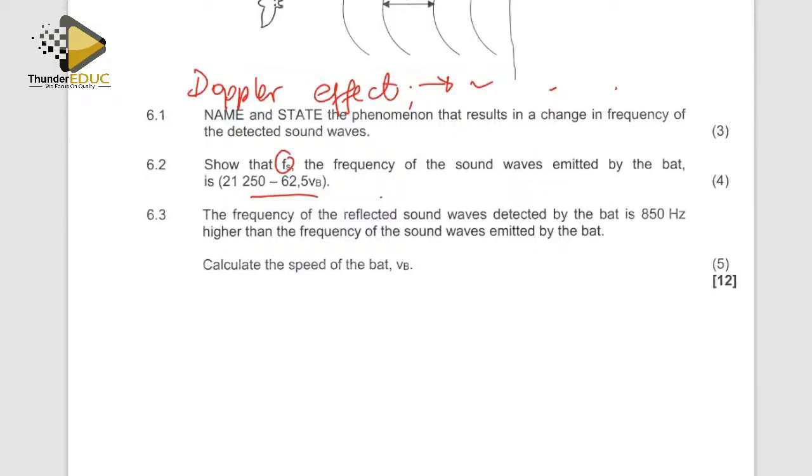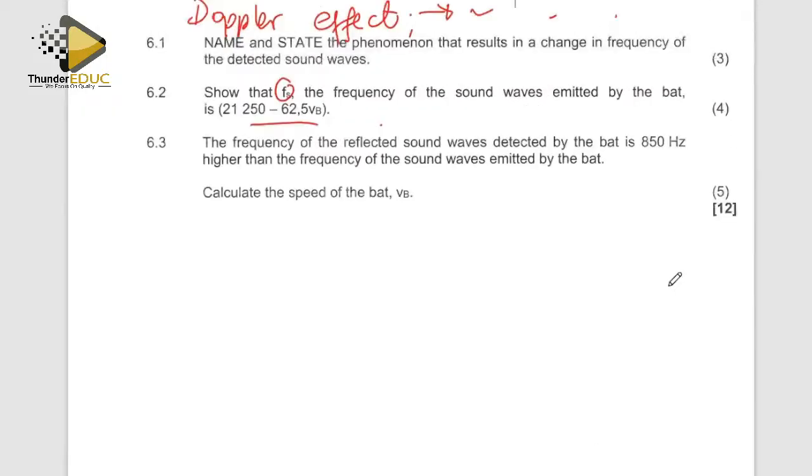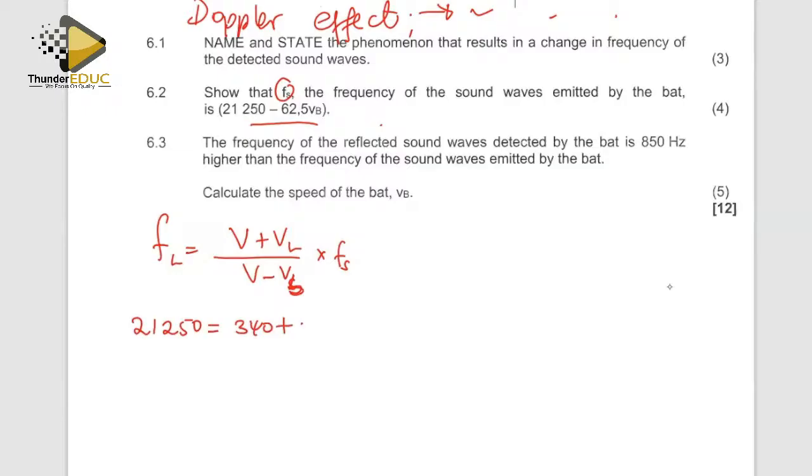Okay, so then I'll go back to the Doppler formula. Let me put it here and say that the frequency of the listener should be equivalent to v plus the velocity of the listener over v minus the velocity of the source, multiplied by the frequency of the source. Now, we know that the bat is the source in this case, and it's also going to be the listener. So let's take it to be moving in this case. So our fL that we got was 21250, which is equivalent to 340 plus, if the listener is stationary, that's going to be 0, over our 340 minus vb, multiplied by the frequency of the source.